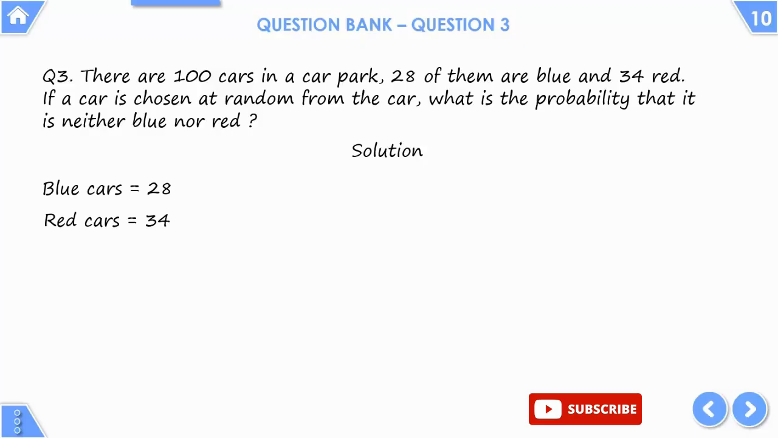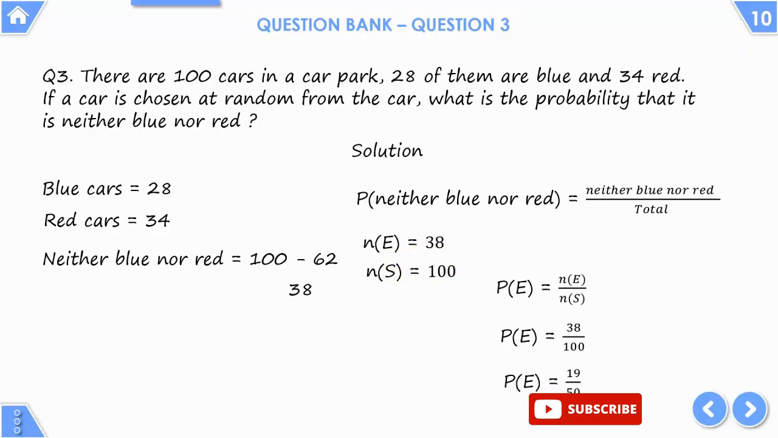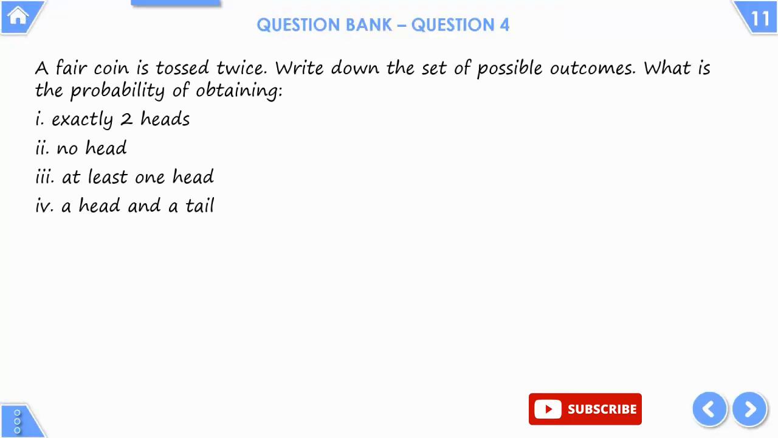So blue cars 28, red cars 34. I added the two of them here and subtracted from 100 to get none of them, those who are not blue and red. Neither of them are 38. Then the probability is the number of cars that are neither blue nor red over the total number of cars. The number of events is 38, and the sample points are 100. So we have 38 over 100, and that gives us 19 over 50. And then we are right. So let's go to question 4.